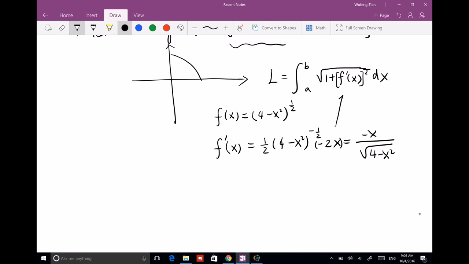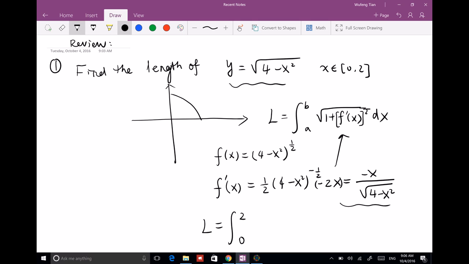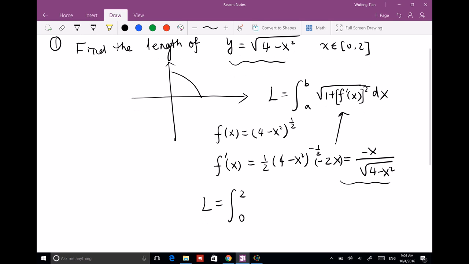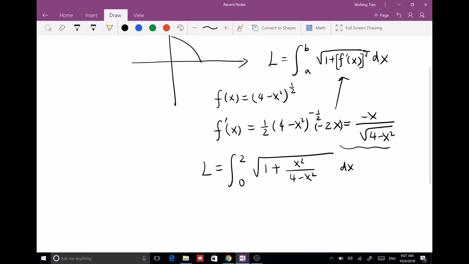Then we plug this derivative back into the formula. We have the boundary from 0 to 2. This is the question we did yesterday, and we use the formula to do this. So 0 to 2, and then we plug it in: 1 plus the square of the derivative, which is x squared over 4 minus x squared, and dx. We did this one yesterday as well.